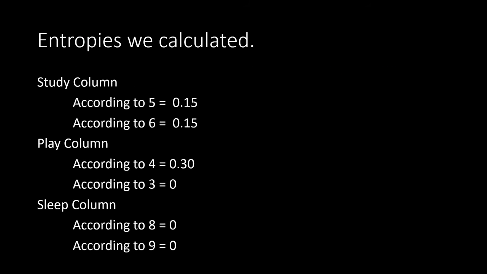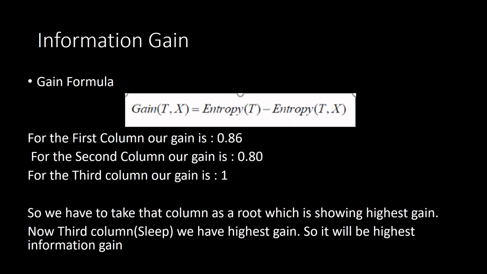So this is the summary of the entropies that we calculated with respect to the occurrence of numbers in each column. Now we have entropies, so we have to calculate information gain. The formula is written, so we are going to see the answers directly. First column has 0.86 gain, second column has 0.80, and third column has 1.